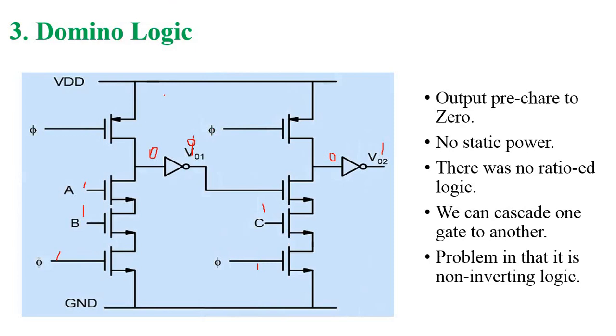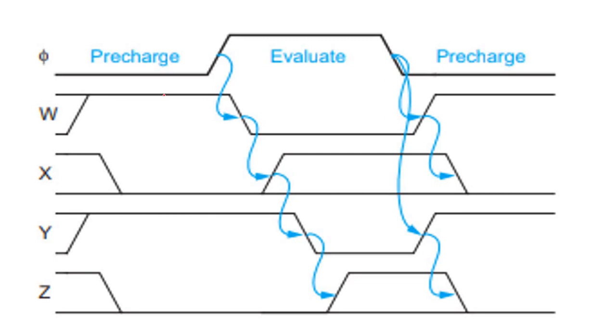That is called domino logic. Next, these are the phases of the domino logic: a pre-charge mode, an evaluation mode, and a pre-charge mode. So what about the output signals? In the evaluation mode, we get a 0 at x, and the x node output is inverted, and after that the output is inverted again. Like that we can get the output.